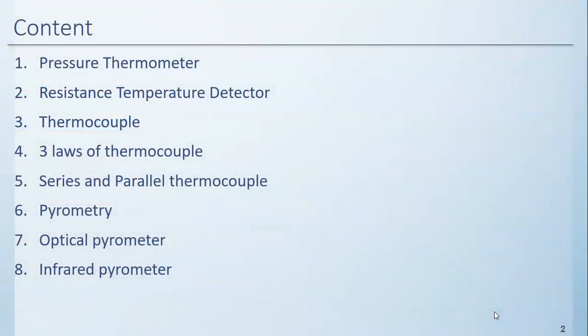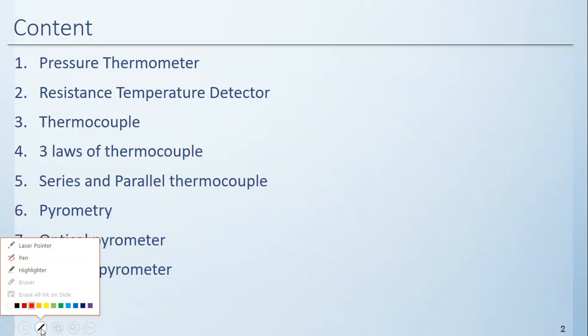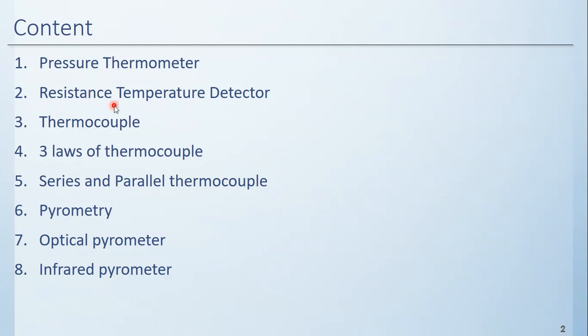The content of this section is this. We will be starting with the pressure thermometer, then we'll move to another one called the resistance temperature detector, or in short RTD. Then we will move to the thermocouple, which works on the Seebeck effect. Then we will study the three laws of thermocouples, then their connection in series and parallel forms.